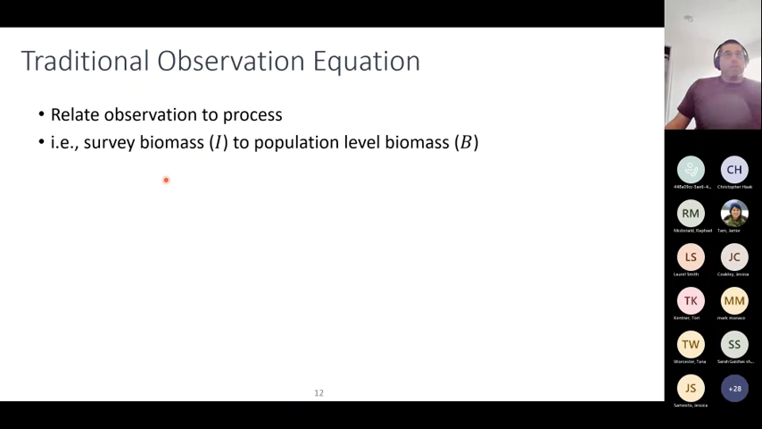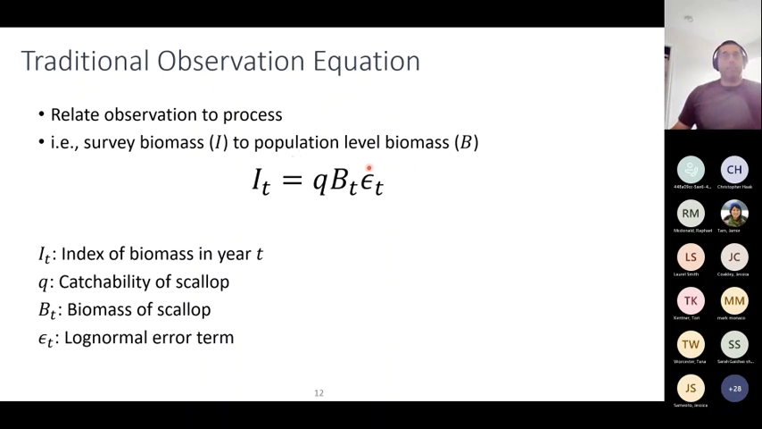The traditional observation equation, I'll show it in a sec, but effectively we're taking survey biomass, the biomass you see from your survey, and you're trying to get that into a population level biomass estimate, because that's what you're interested in.